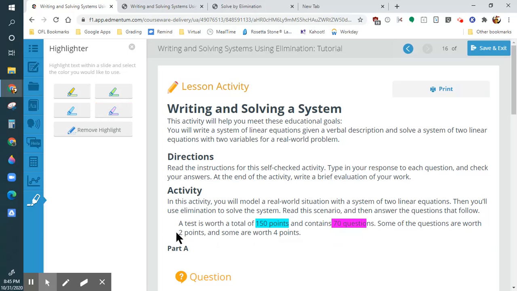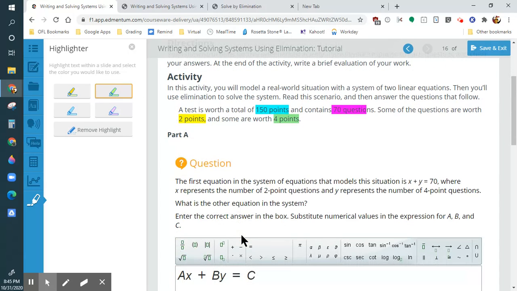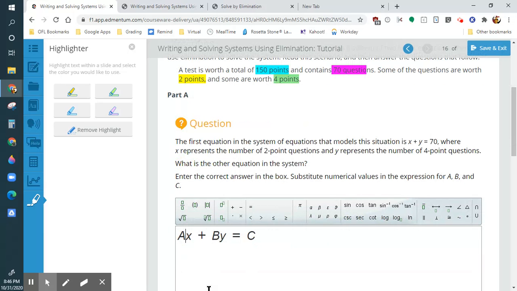Some of the questions are worth 2 points. So these are the 2 point questions. These are going to be our X. Yellow is going to be our X because that's what we've been doing. And the other questions are going to be 4 points. So 4 points is going to be our Y. So in order to do this, we need to find an equation representing our total score. So they already did the first equation. They're like, there's X questions plus Y questions. Well, we're going to say X questions are the 2 point questions.